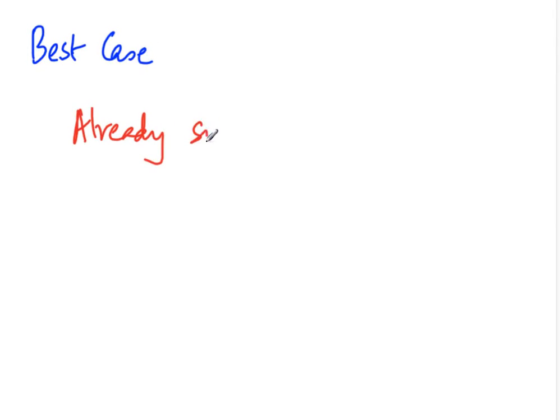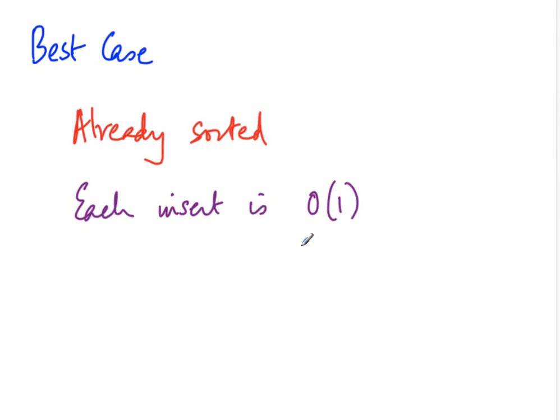So we have seen that there is a best case in this particular situation. The best case is that if it is already sorted, then each insert takes us only one step. So it is a constant. Basically, we look at the element and it goes immediately where it is, and therefore we have a best case complexity of order n.